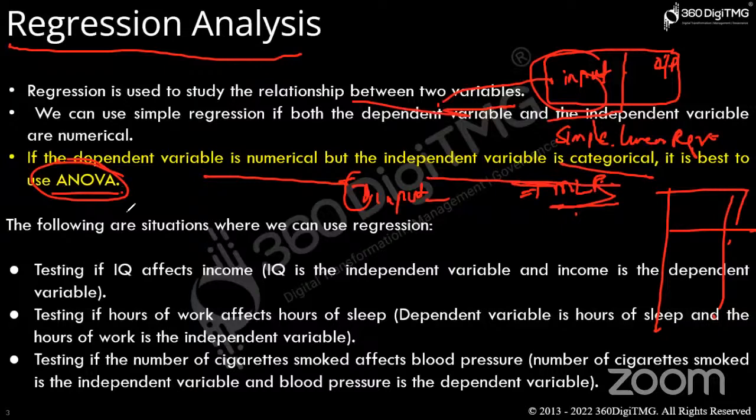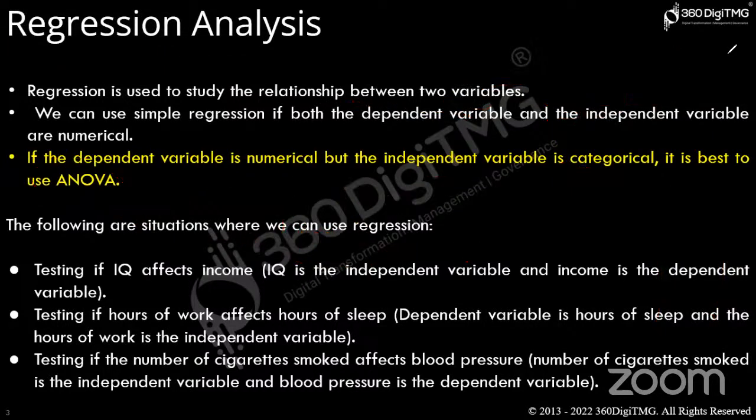In that case, what we'll be doing is simply converting whatever categorical values we have into discrete values, and then we will apply the simple linear regression. So when you have independent variables as continuous, numerical values, simply we'll go with the simple linear regression. But if that is not the case, we will be converting into discrete values. So these are the situations where exactly we will be using the regression.